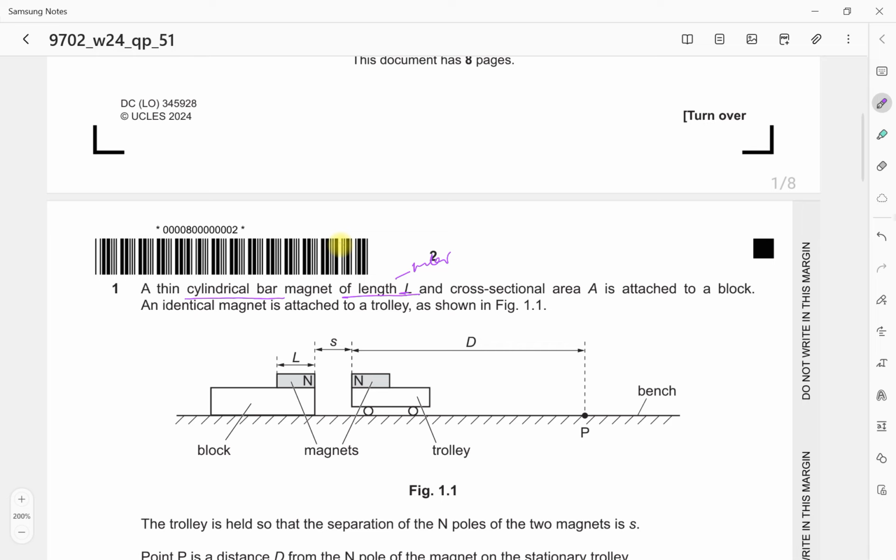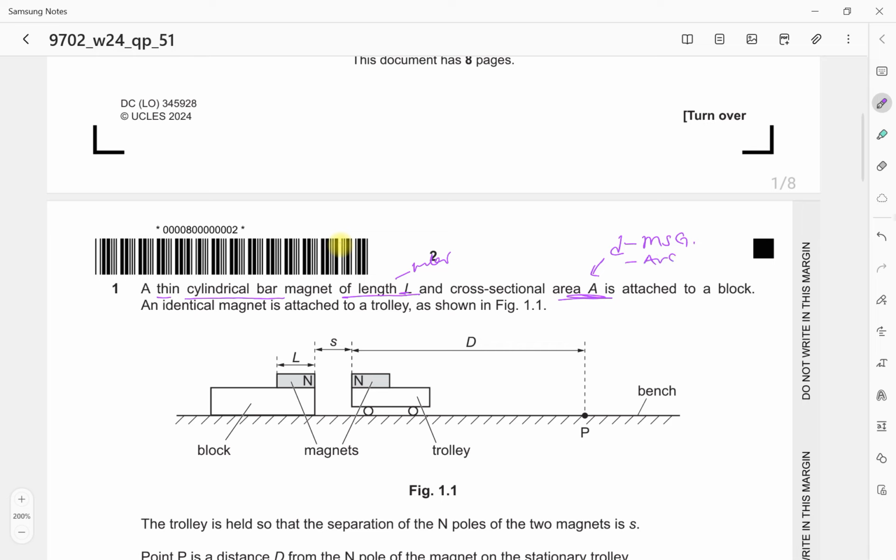And cross-sectional area A. So to determine cross-sectional area A, I will need to measure d, which is the diameter. And because it is cylindrical, and it is thin, the diameter could be measured using a micrometer screw gauge. And of course, when you measure the diameter, you have to repeat measurements along the length of the magnet and obtain the average.